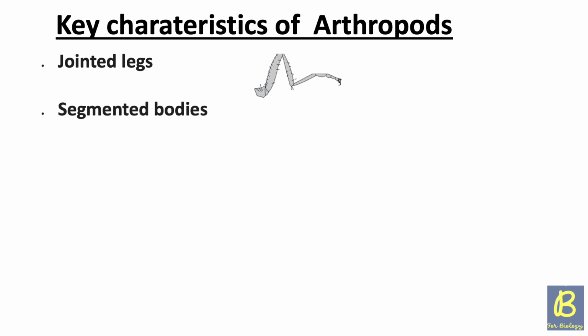Here are some of the key characteristics of arthropods. Number 1, jointed legs. Their name Arthropoda comes from the Greek word for joint and foot. This is their most distinctive feature, and it allows them to move around in a variety of ways. Number 2, segmented bodies. Their bodies are divided into multiple segments which can be specialized for different functions. For example, the head segment may contain the eyes, antenna, and mouth parts, while the thorax segment may contain the legs and wings. Abdomen will have digestive and other systems inside it.